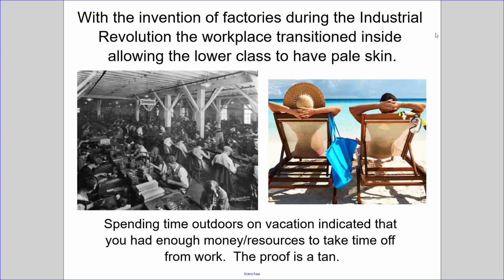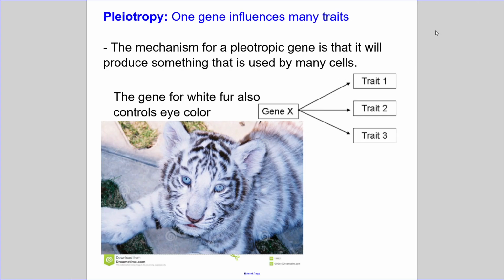That flipped on its head, interestingly enough, during the Industrial Revolution, because then the workplace transitioned inside, where people were working in factories, and that was typically the lower class. And then they tended to have pale skin, whereas spending time outdoors on vacation meant that you had enough money to travel, take resources, and go to nice, warm, sunny beaches, and you would get a tan. So it's interesting how that phenotype completely did a 180 on the general population.